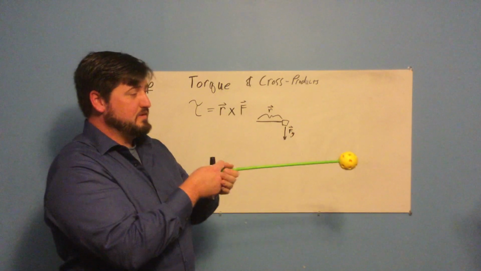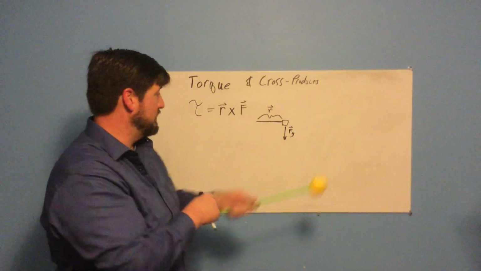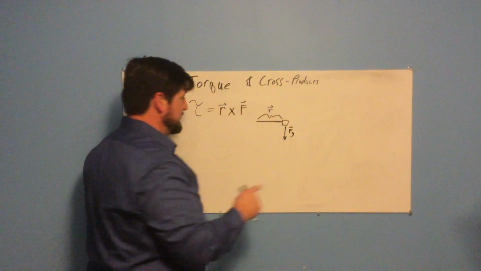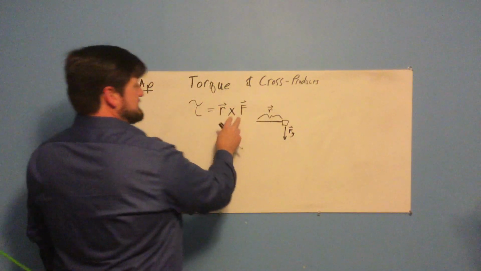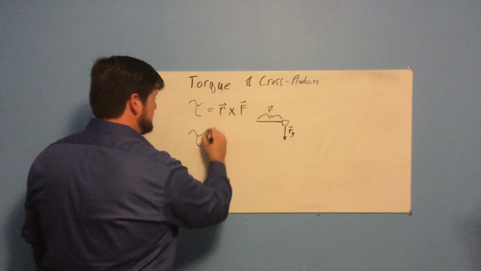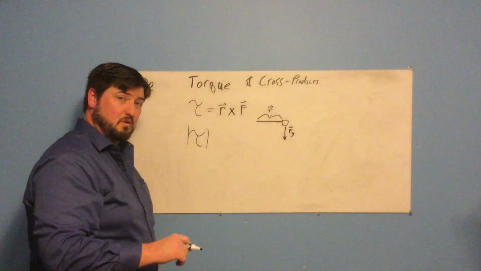So for this, our torque is going to be the force of gravity with R. To figure this out, there are two ways of doing it. The simple and cheap way is to just figure out the magnitude of our torque.